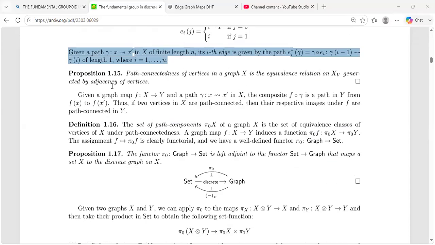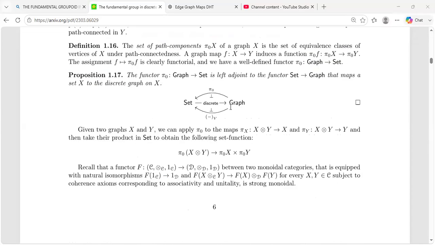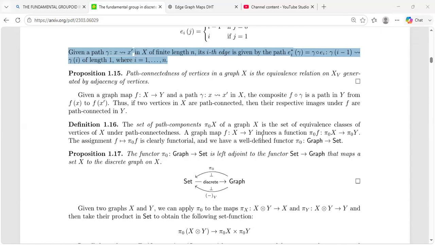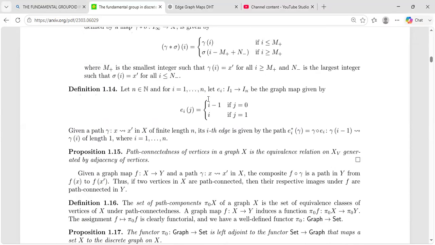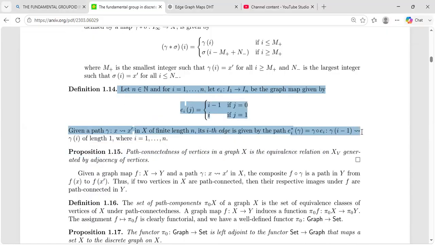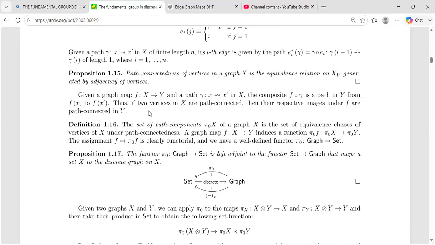So today we will see the propositions and definitions of discrete homotopy theory. First of all, we will see proposition 1.15. In the previous video, we described this definition in detail. This is a graph map. Okay, so let's read this proposition, then explain in detail.